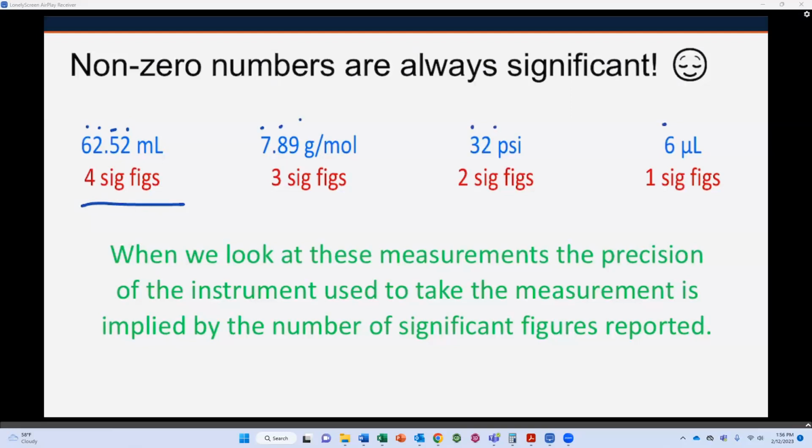And again, remind yourself, because we're going to start doing measurements. Every single one of you can probably look at this and say, I've got 4, 3, 2, 1 sig figs. So you have to carry those significant figures through calculations.